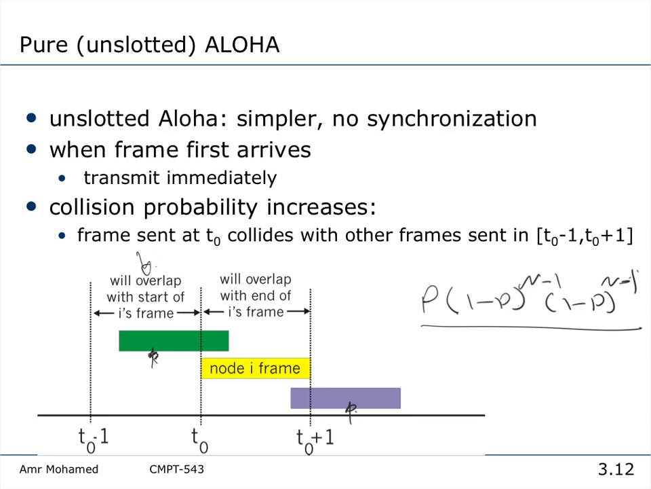Because of this, you will find that the maximum p here is actually 1 over 2n, and it will lead to the maximum efficiency being 1 over 2e, which means it's actually half the efficiency. So it's around 18% only. This is pure Aloha. So with slotted Aloha, just by having these synchronized time slots, I was able to reduce the probability of collision by almost half.